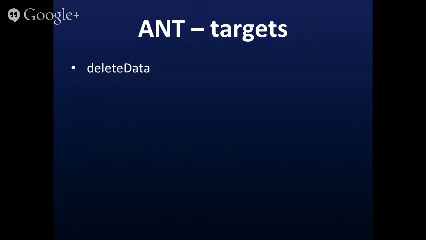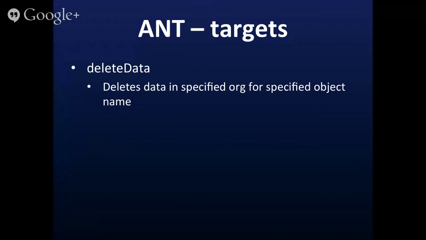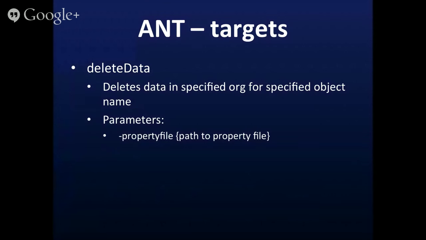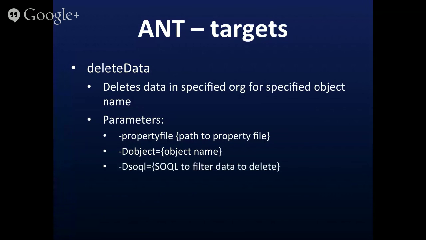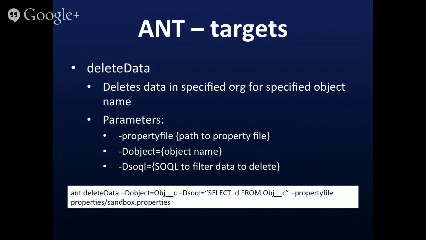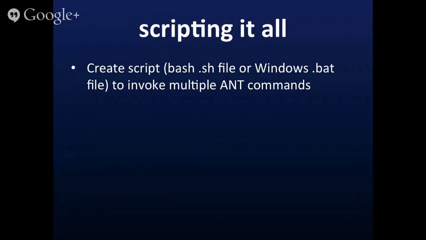We also have a delete data target too, which will allow you to delete data in a specified org or a specified object name. Again, it takes a property file, takes an object, and it takes SOQL. So if you only want to delete a single record, you can specify that record through your SOQL and only run the delete on that record instead of doing all the records. So this is the format for that. It looks similar to the export command. A lot of these have the same kind of format.